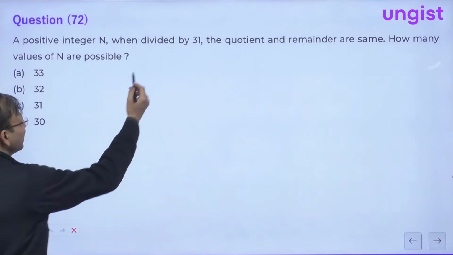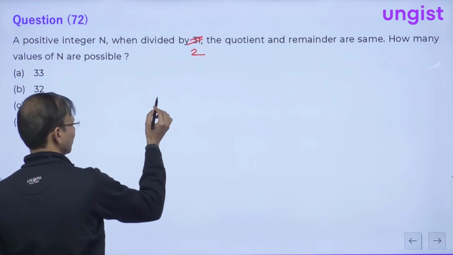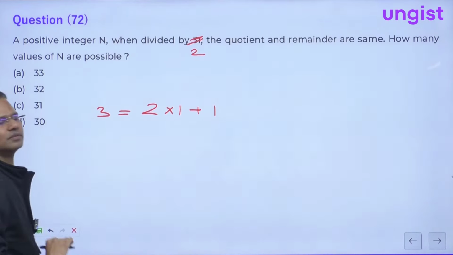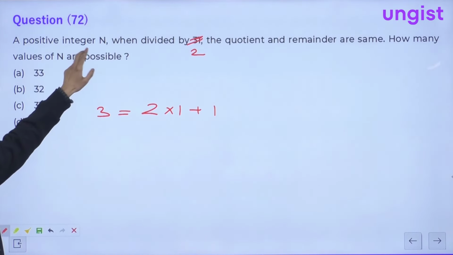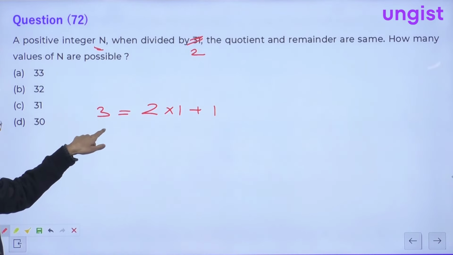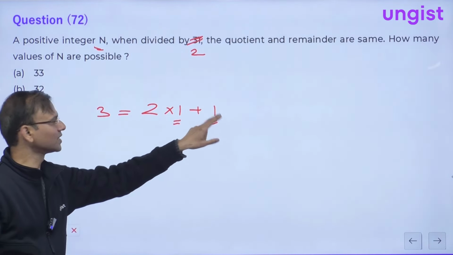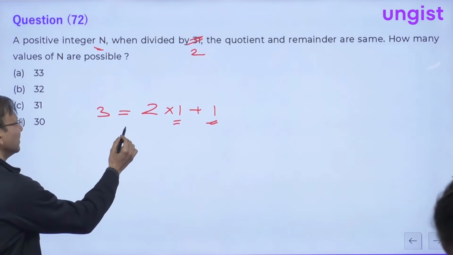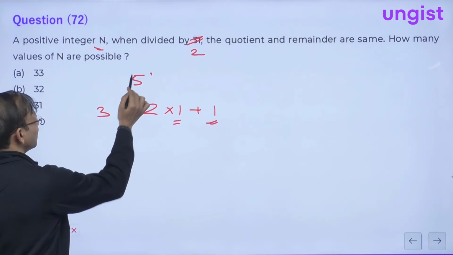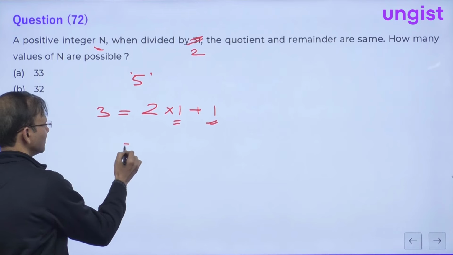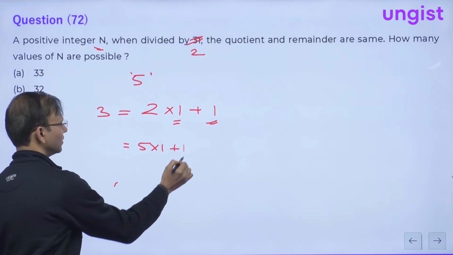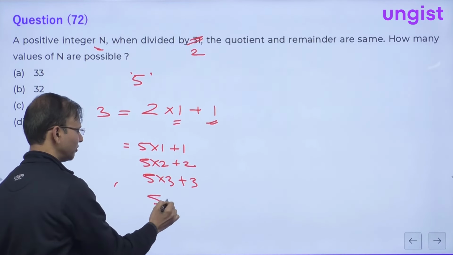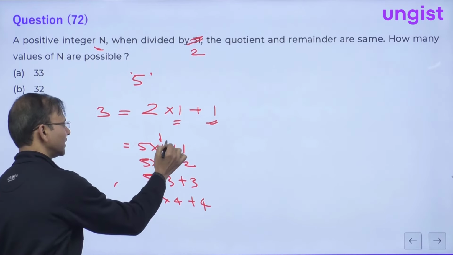So if this is not 31, let's say this is 2. So the number is 2 into 1 plus 1. The situation is like this, right? The question is saying if a positive integer, I mean 3, is divided by 2, then quotient and remainder both are same. Again, let's say a natural number is being divided by 5. So quotient and remainder are same. The first can be 5 into 1 plus 1, the second can be 5 into 2 plus 2, the third can be 5 into 3 plus 3, the fourth can be 5 into 4 plus 4. Quotient and remainder are same.